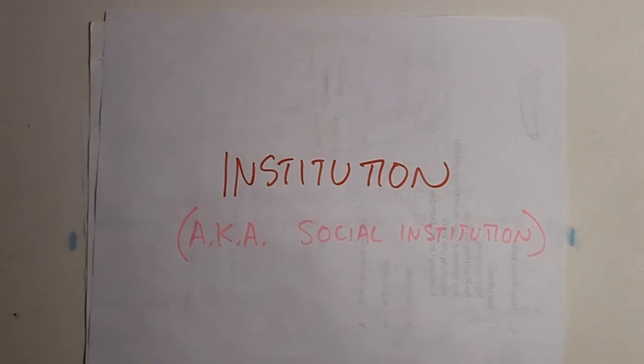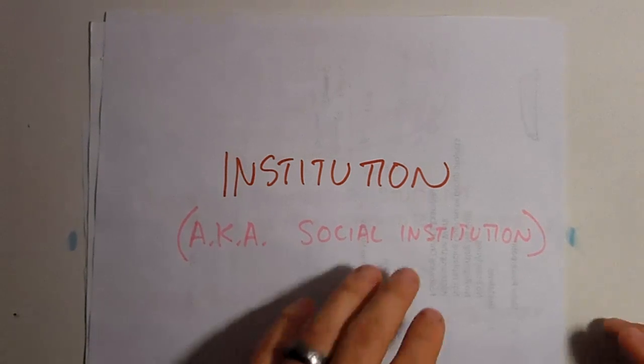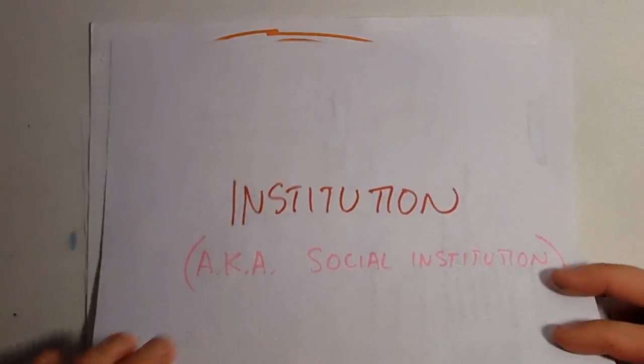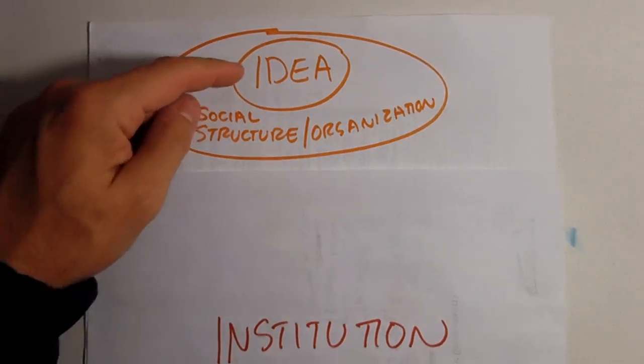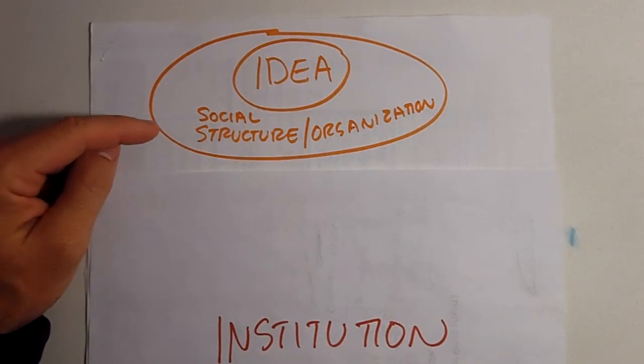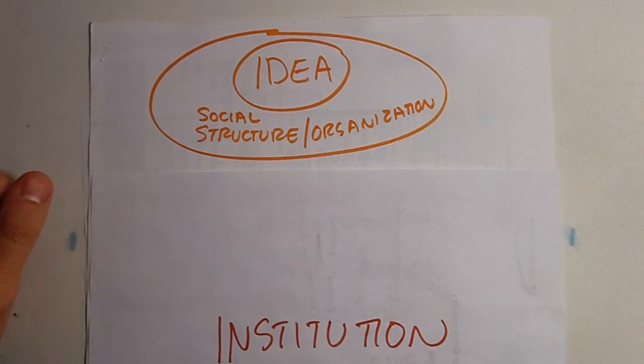Institution, also known as social institution. As mentioned in another video, institutions are a primary area and topic of interest to sociologists. The best definition that I've found for social institution goes something like this. A social institution is an idea that is embedded within a social structure and organization.